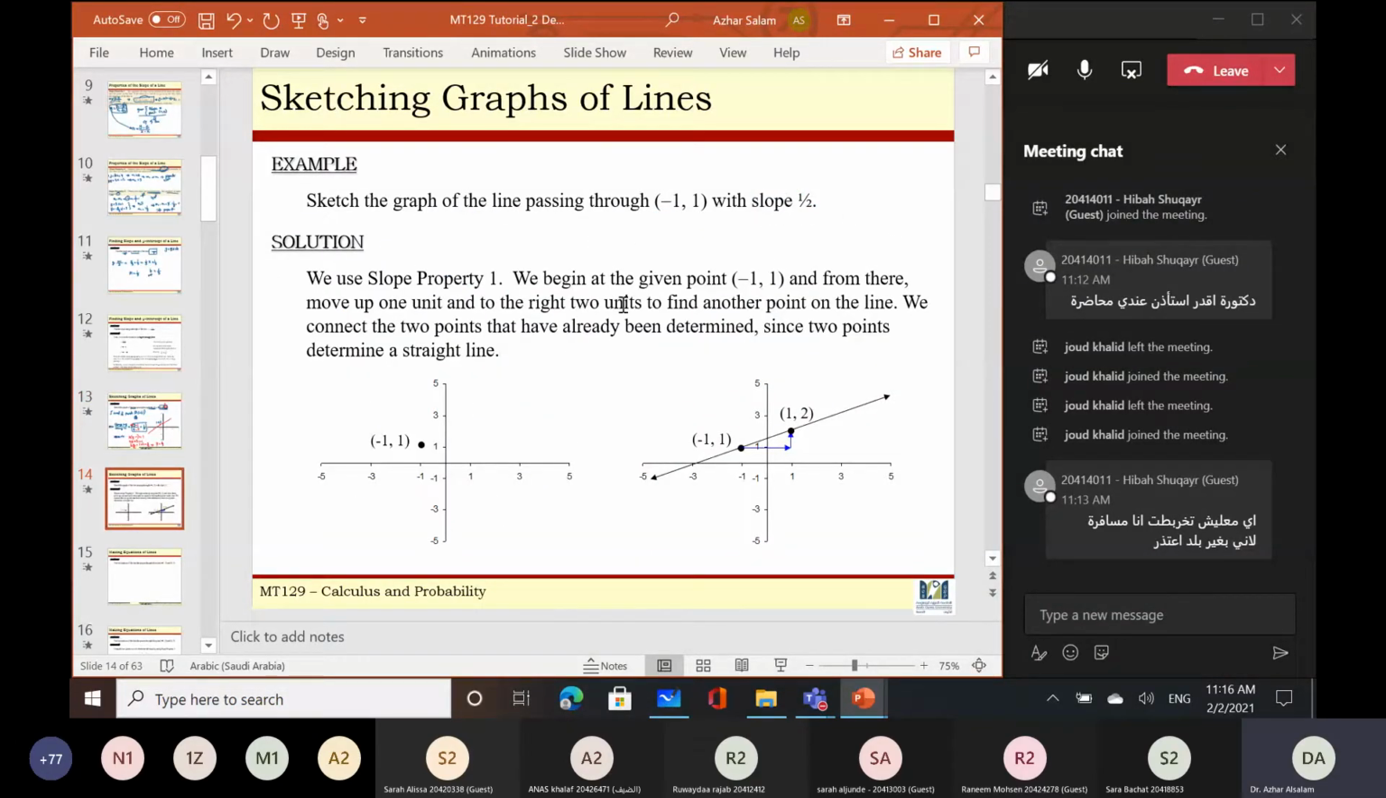In the example here, they move 2 units to the right. Okay, 2 units from -1 to 1. This is a unit and this is a unit. When I move 2 units to the right, I have to move 1 unit to the top. So the point will be 1 and 2.